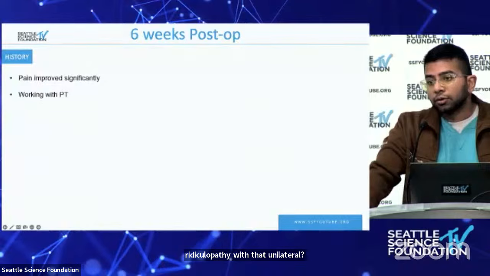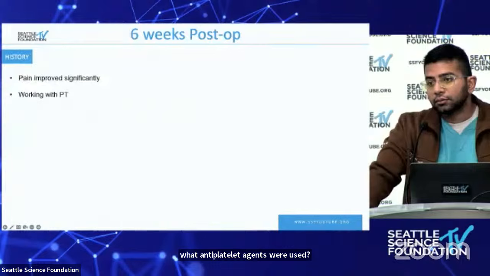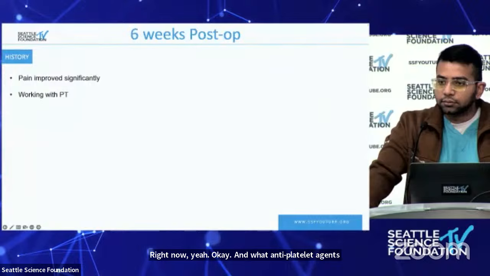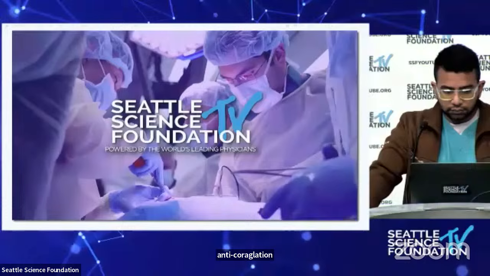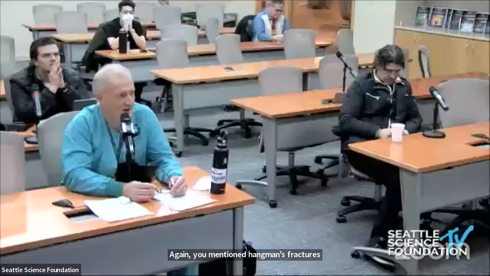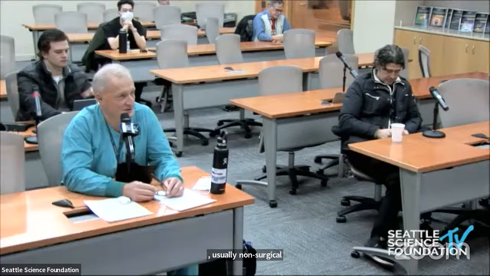So the problem of upper cervical anterior procedures, and we'll talk about that in another case shortly, without a question, dysphagia is a real problem. Dr. Illingsworth, in your experience, you mentioned Hangman's fractures usually get non-surgical care, and we fully agree. Is there any role for anterior neck surgeries in your practice as a pediatrician for neck fractures specifically?